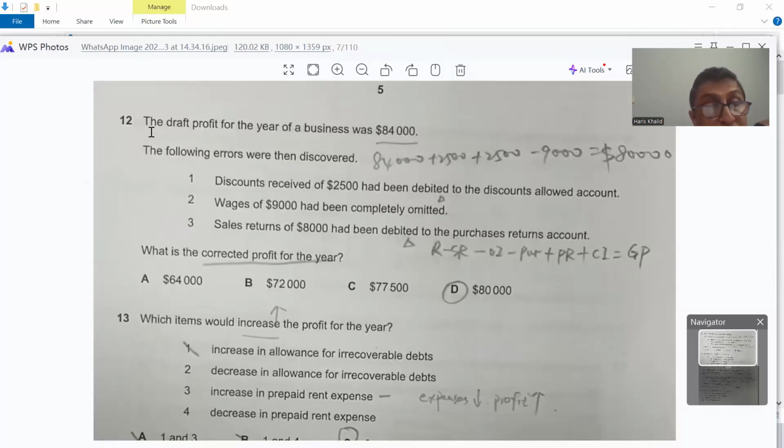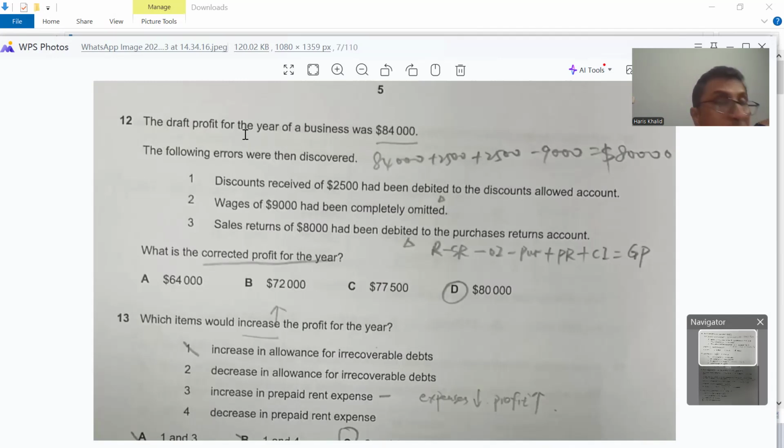Okay. MCQs number 12. The draft profit for the year of a business was 84,000. The following errors were then discovered. Discount received 2,500 had been debited to discount allowed account. Wages of 9,000 had been completely omitted. Sales return of 8,000 had been debited to purchase return account. What is the corrected profit for the year?